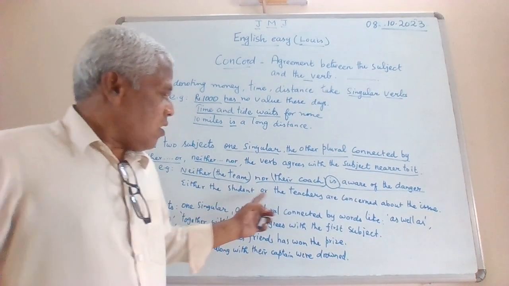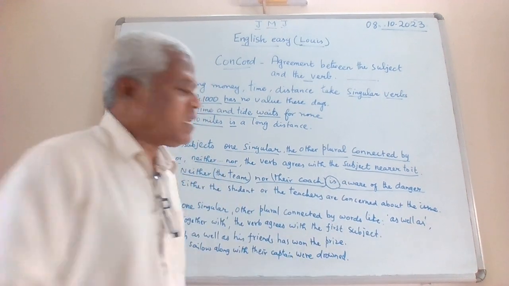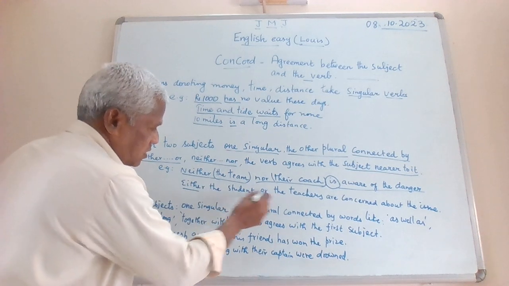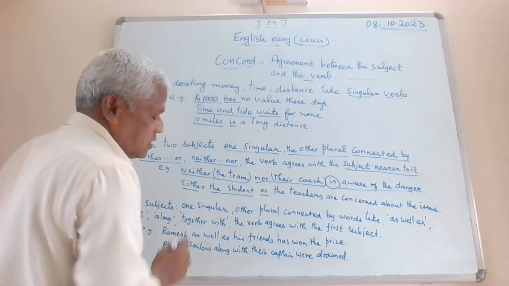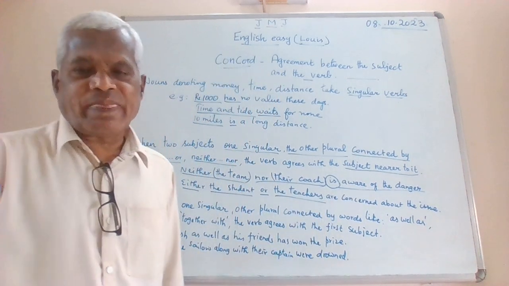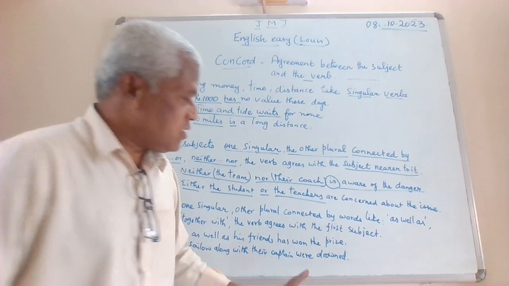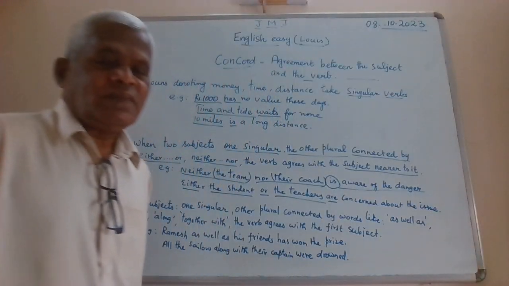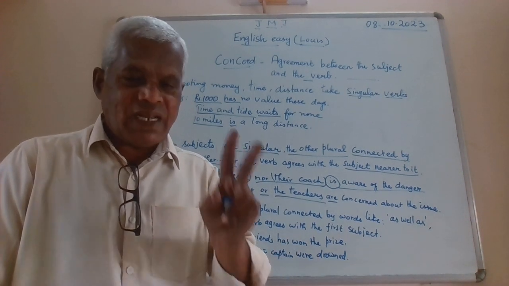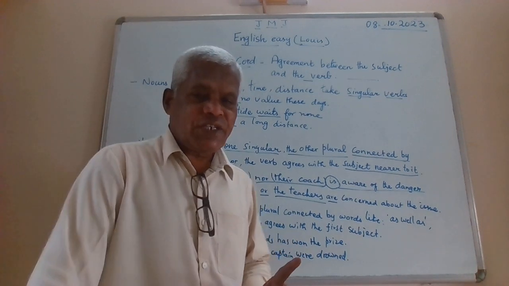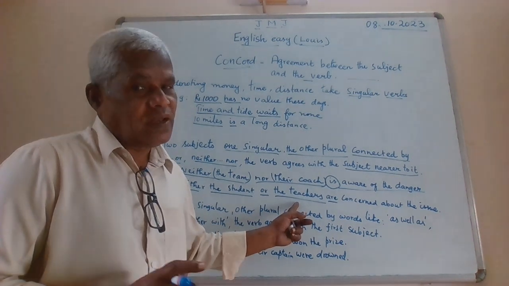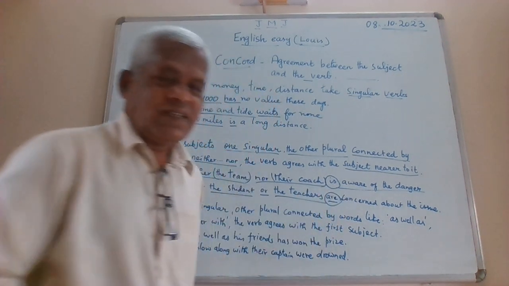Either the student or the teachers are concerned about the issue. Next sentence. Look at that. Either or. Okay. The student is a singular subject. The teachers, plural subject. And what is your verb? Are. So when you have a singular subject and a plural subject put together in a sentence, the verb agrees with the subject that is written nearer to it. Now what is nearer here? The teachers. It is a plural subject. So what is your verb? Are. Clear?